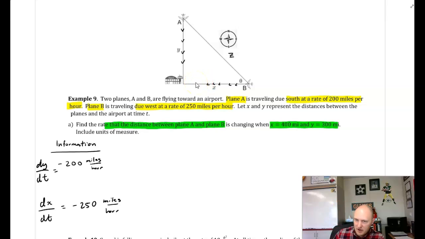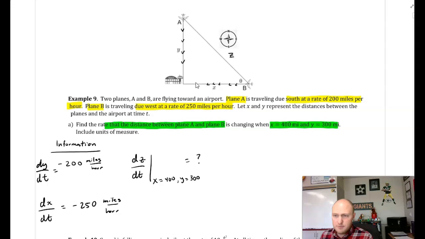And then here they want us to find how the distance between the planes is changing. What is dz/dt at the moment that x is 400 and y is 300 miles? We don't know this. We've got to find this. Okay, so there's my information.